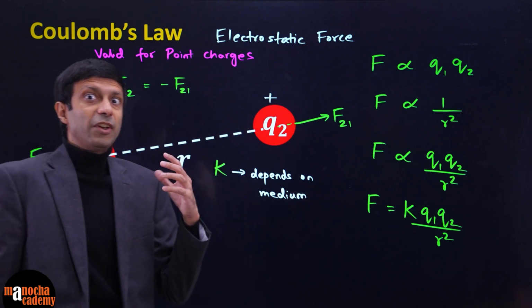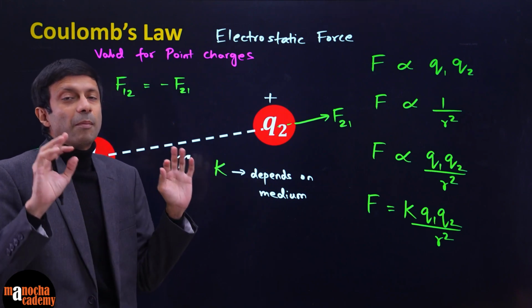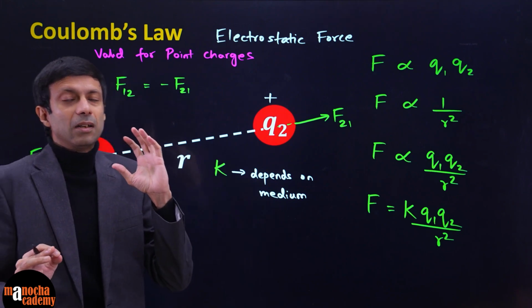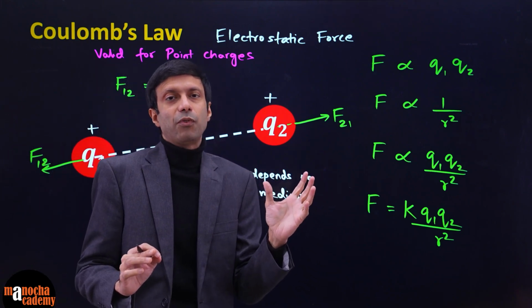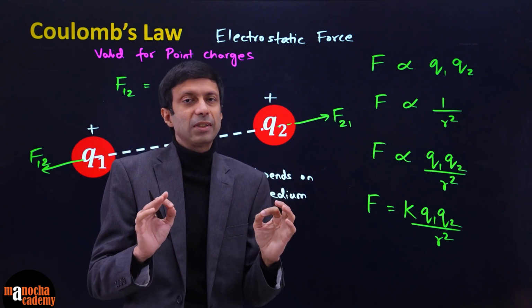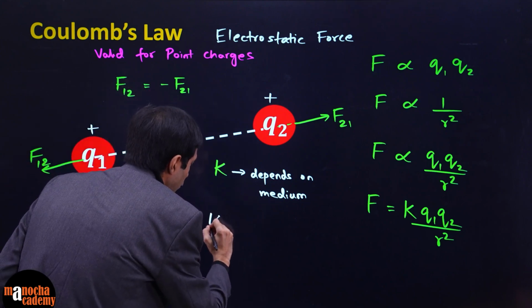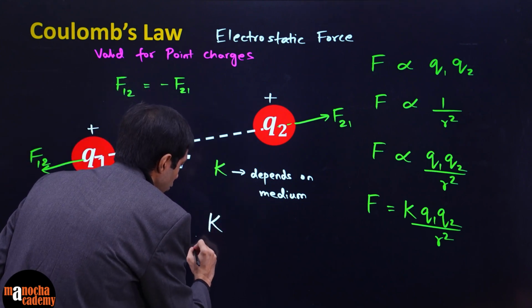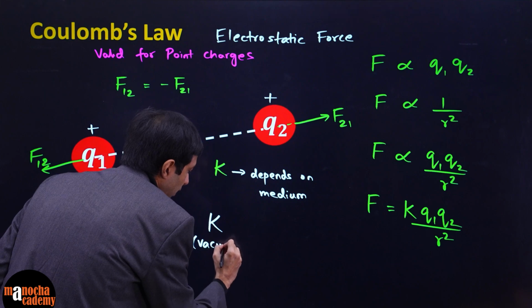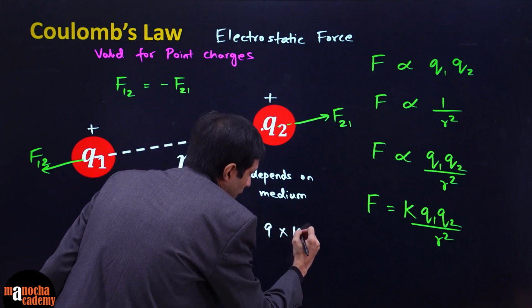Now in the next video, when we talk about permittivity, we'll explore more details on how it depends on the medium. But for now, you can note that this value of K is maximum for vacuum, that means no medium. And that is a very important standard value which we should learn. So the value of K in the case of vacuum is 9 times 10 to the power 9.